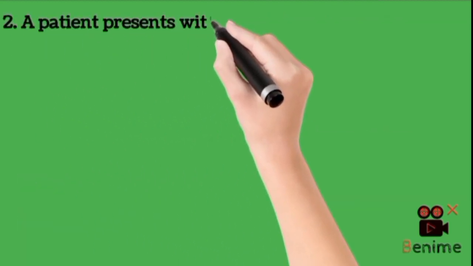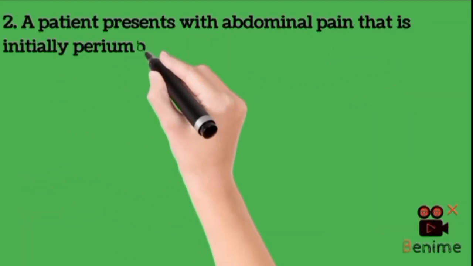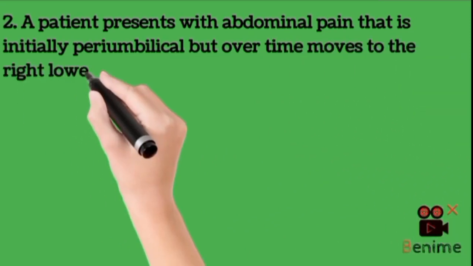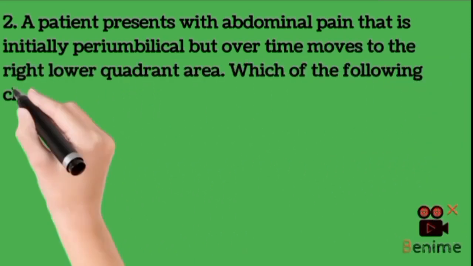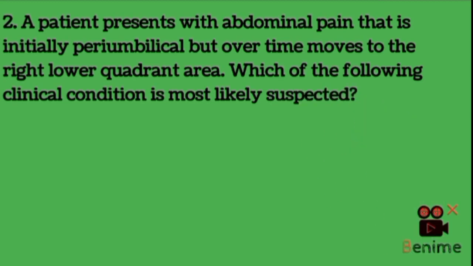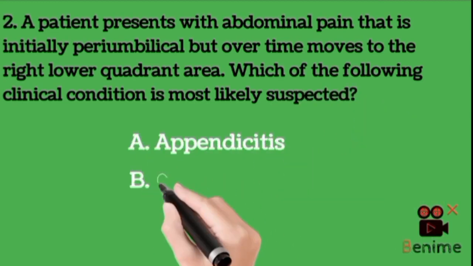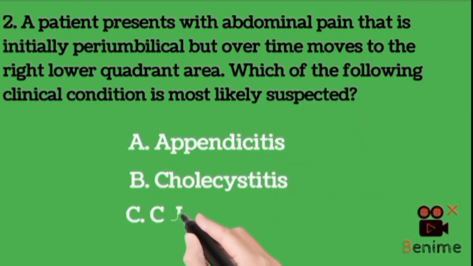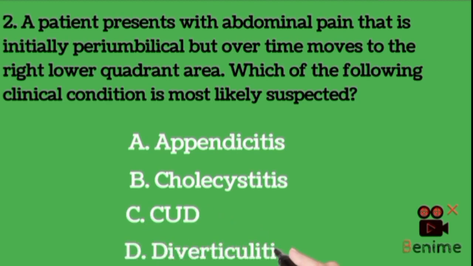2. A patient presents with abdominal pain that is initially periumbilical but over time moves to the right lower quadrant area. Which of the following clinical condition is most likely suspected? A. Appendicitis. B. Cholecystitis. C. Hood. D. Diverticulitis.